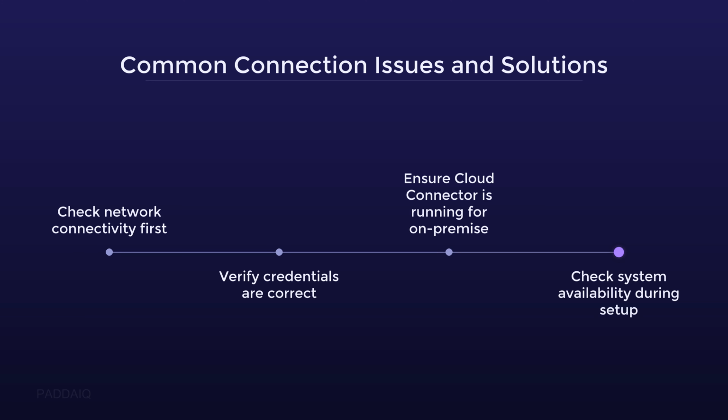Check system availability during setup. This means confirming the target system is running before connecting to it. For example, if your SAP S/4HANA system is down for maintenance, your BTP integration will not work. Always verify the system is online to prevent connection failures from the start.